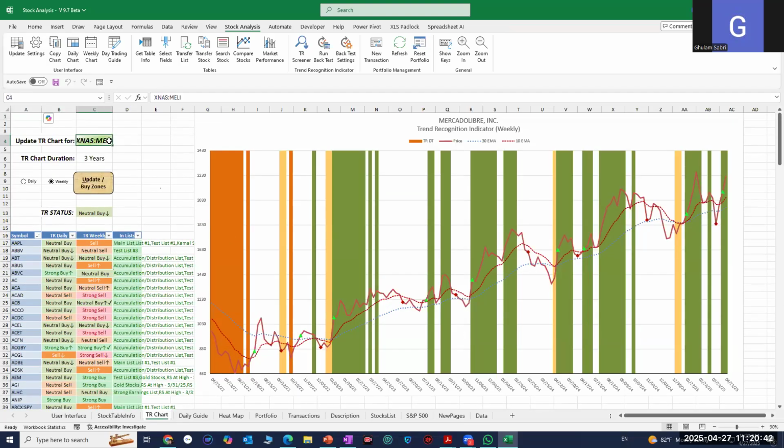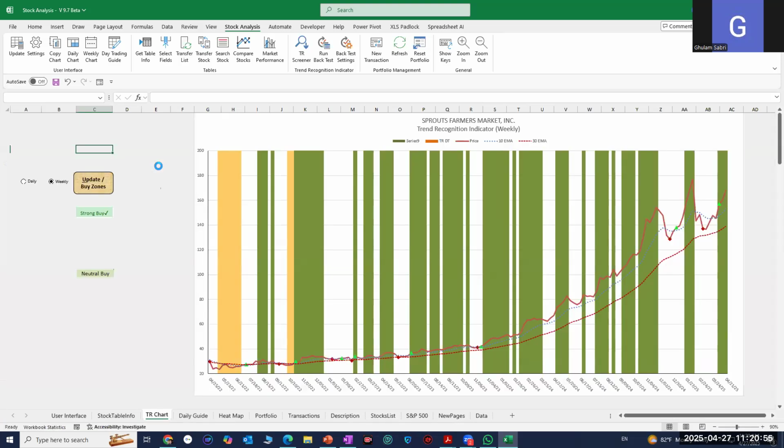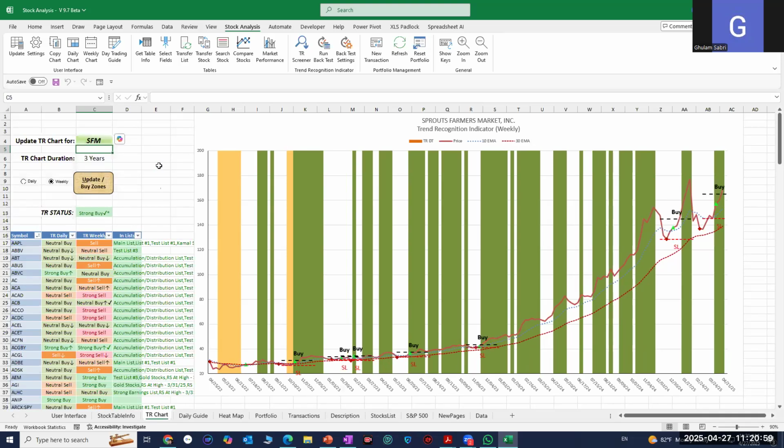In order to do that, for example, we are going to evaluate this SFM, I think this is what we mentioned, Sprouts, and we want to see its weekly TR chart. So you can go directly over here and ask it to develop the buy point and show it to us. So here are the buy points. Now, historically, whenever it gave a strong buy signal here, here, here, it has always been rising.